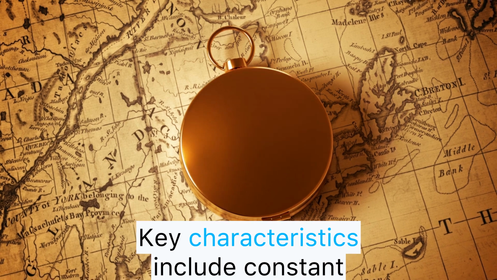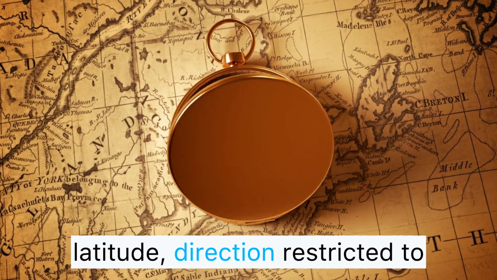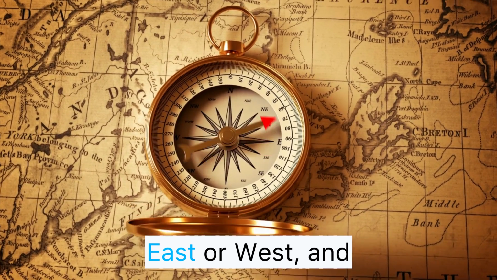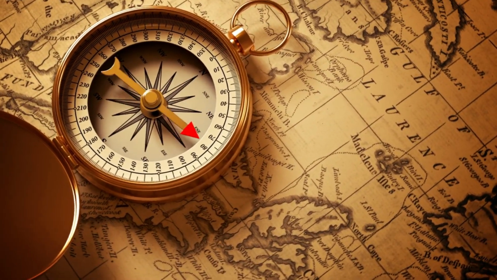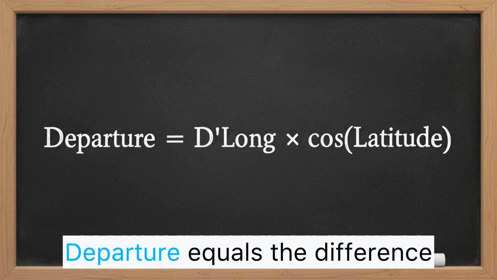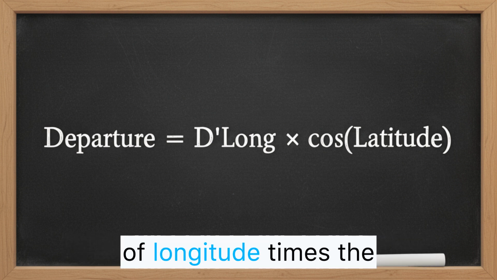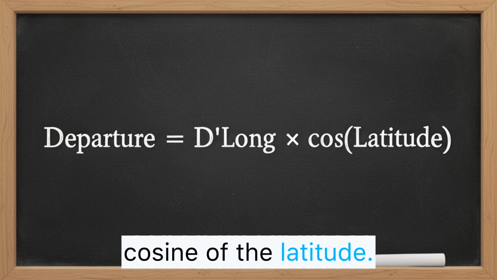Key characteristics include constant latitude, direction restricted to east or west, and the distance sailed equaling the departure. The core formula is departure equals the difference of longitude times the cosine of the latitude.